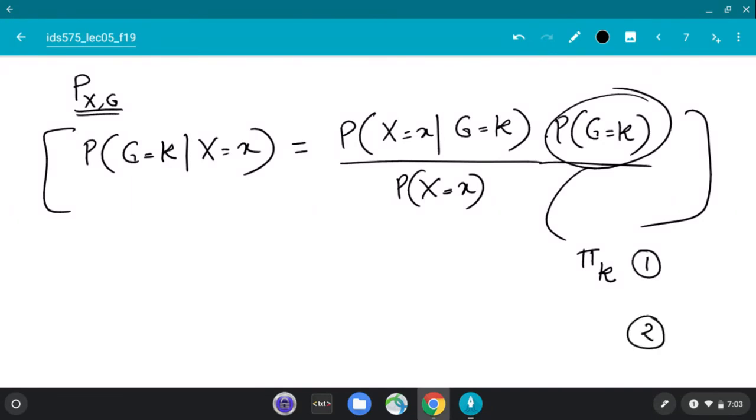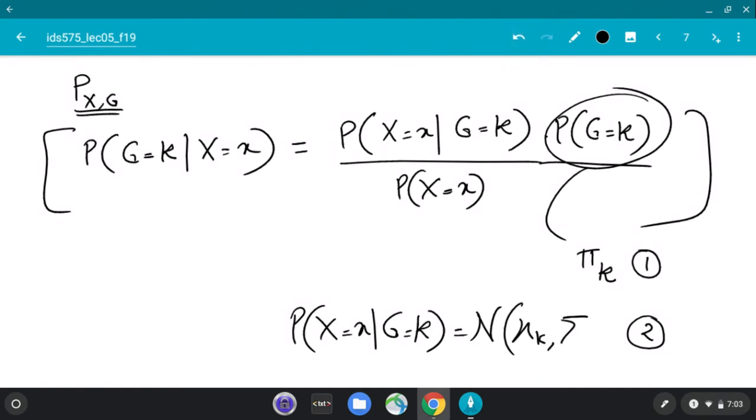The second thing is I'm going to say that p of x given g is equal to k, I'm going to assume it to be equal to a normal distribution with some mean mu k and a covariance matrix which doesn't depend on k.